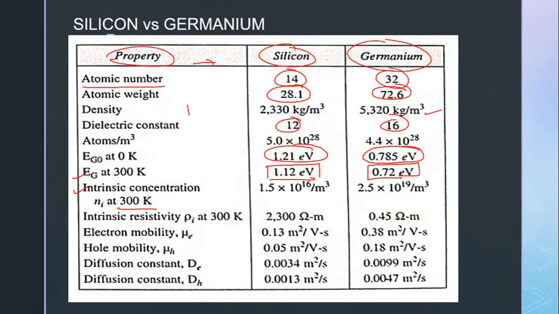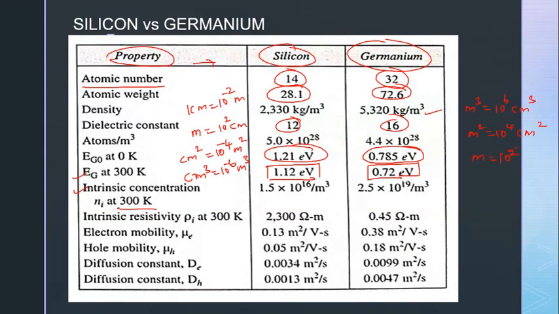So we know that 1 centimeter is 10 power minus 2 meter, or 1 meter is 10 power 2 centimeter. For centimeter square it is 10 power minus 4 meter square, and for centimeter cube it is 10 power minus 6 meter cube. Suppose you want to convert meter cube to centimeter cube, it is 10 power 6 centimeter cube, for meter square it is 10 power 4 centimeter square, and for meter it is 10 power 2 centimeter.